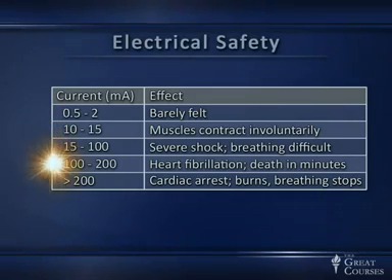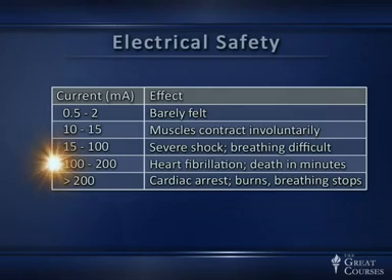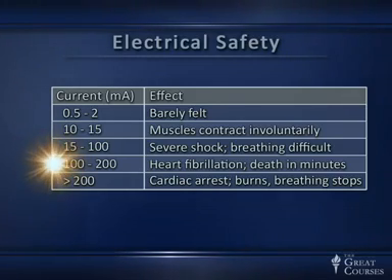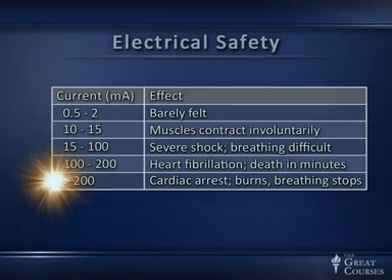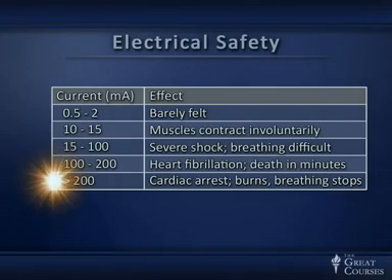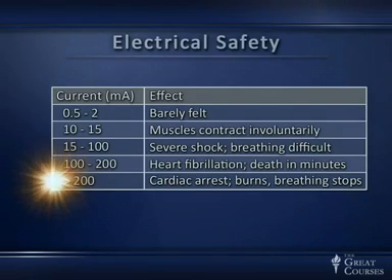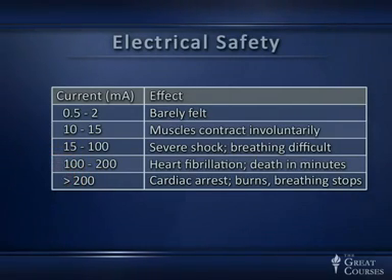At 100 to 200 milliamps, that's actually the most dangerous. Your heart will go into fibrillation and you'll die within a few minutes if you're not resuscitated. Above that, you may get cardiac arrest, which is actually easier to restart you out of, but you may get actual burns from the resistive heating and your breathing will stop, but you can be resuscitated. Not by somebody who doesn't first disconnect you, though, from the source of the problem.